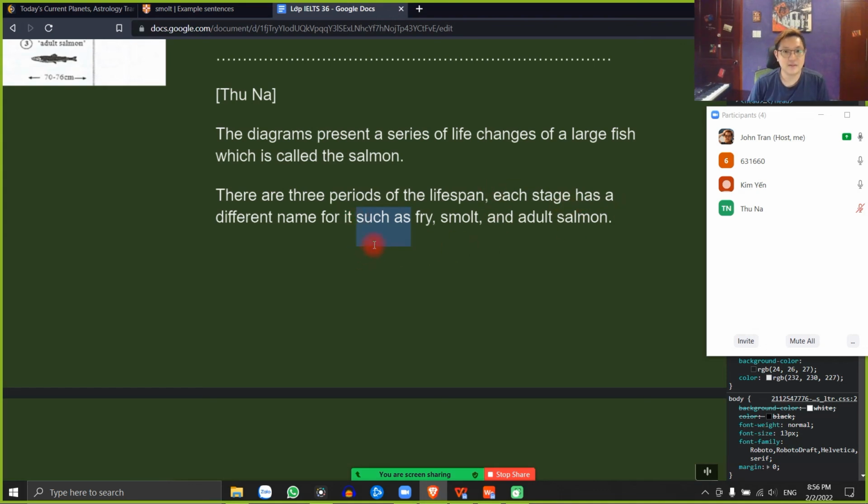So each stage has a different name for it. Fry, smolt, and adult salmon. Like this. You know? Hai chấm nè, like fry, smolt, adult salmon. I think it's better like this.